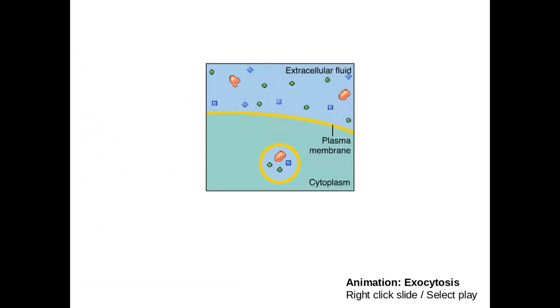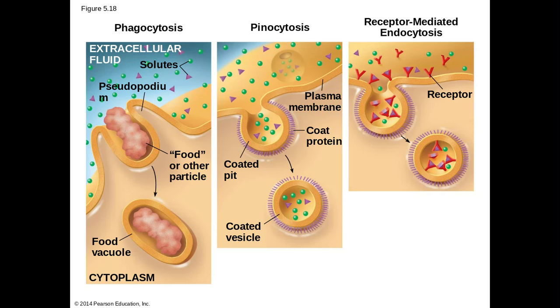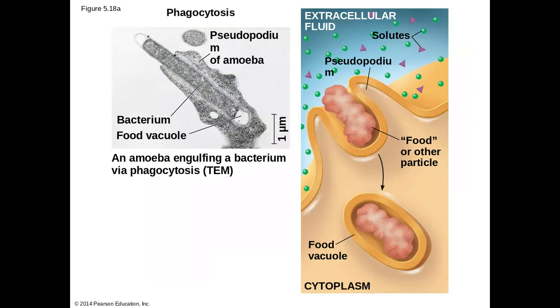Here you can see the 3 different types. We'll talk about each one individually. So phagocytosis is essentially when a cell engulfs another cell, basically by eating it.